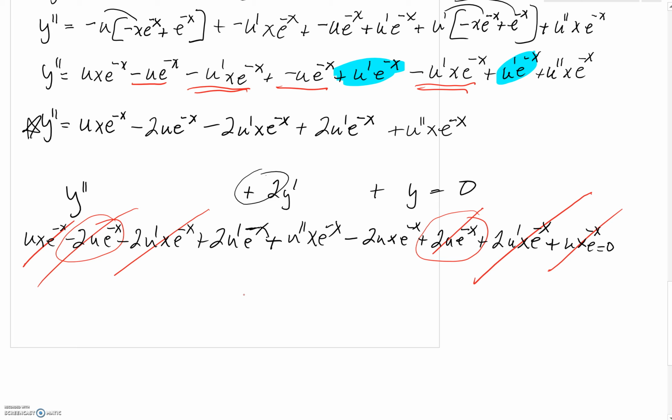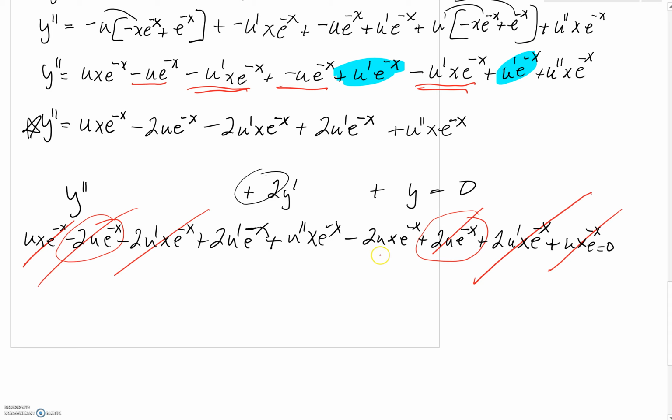And as we continue to look here, if there's something else that might be able to get canceled out, as we're looking right here, we've got a 2u prime e to the negative x. That looks like that's all by itself. We've got a u double prime. And then look right here, we had a minus 2ux e to the negative x.